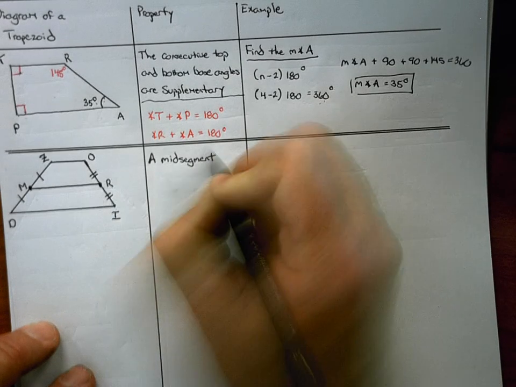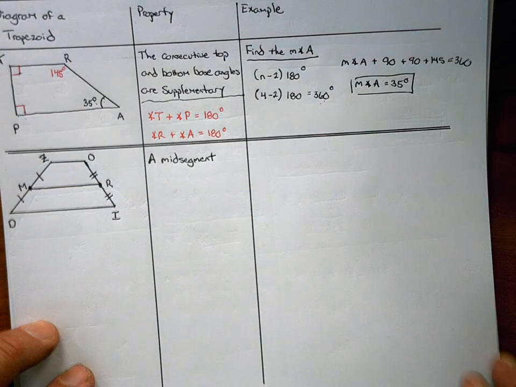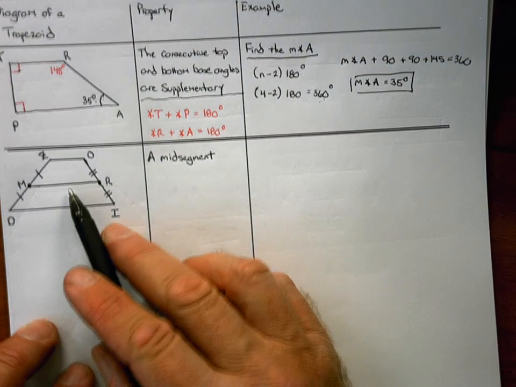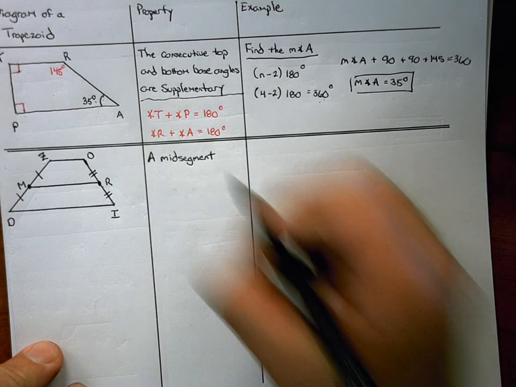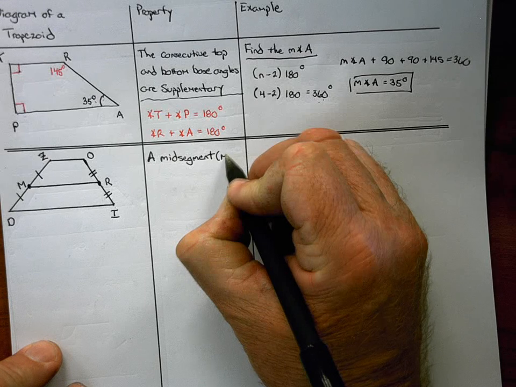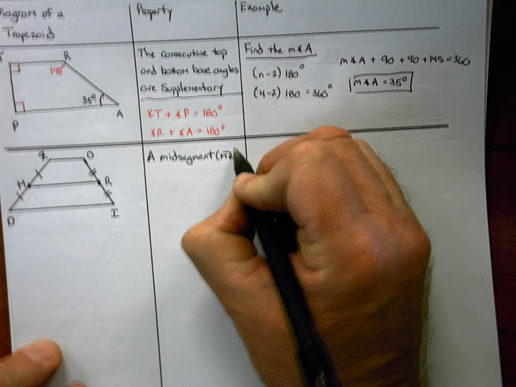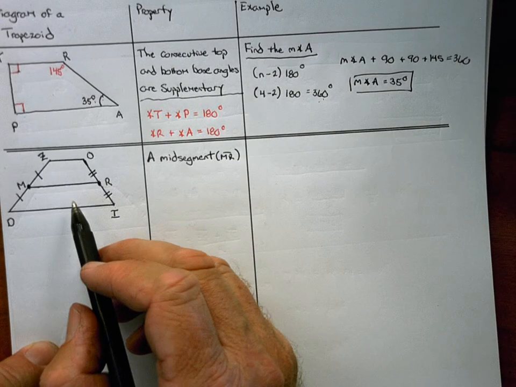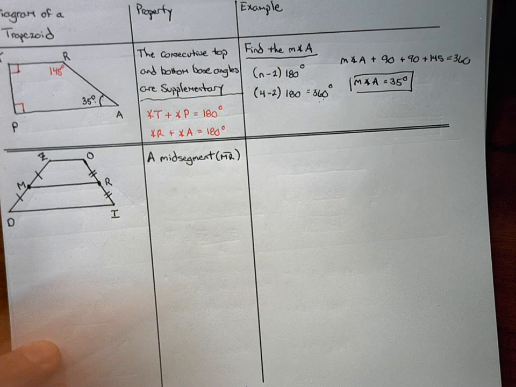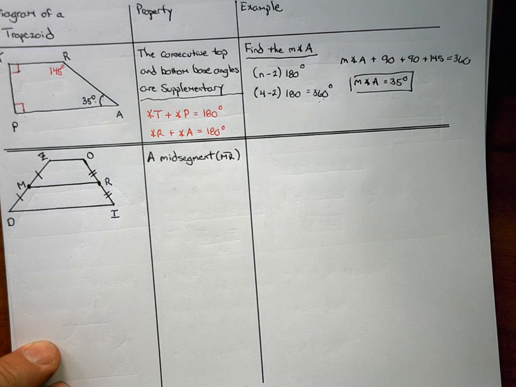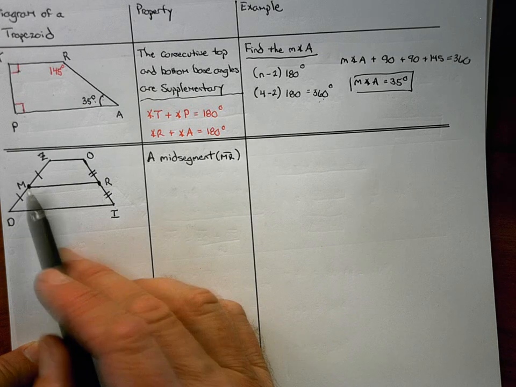In this picture, in this diagram. Okay? That's what M to R is called, a mid-segment. Okay, so a mid-segment, MR. Now, would you guys say this is safe to say? M to R is right in the middle. Would you guys say that's pretty safe to say? Alright, so it's right in the middle.